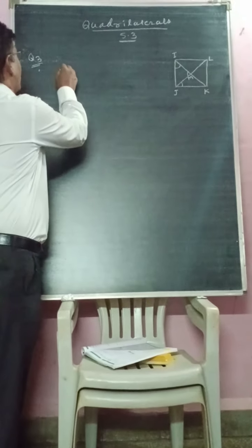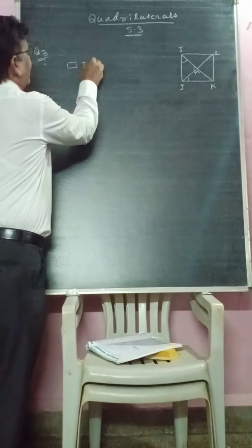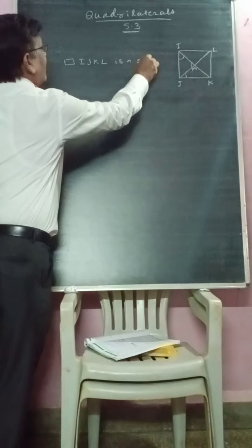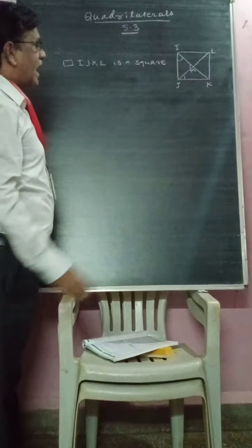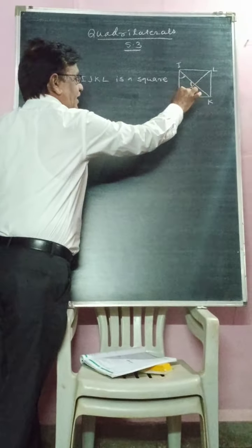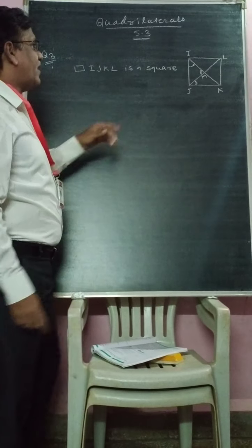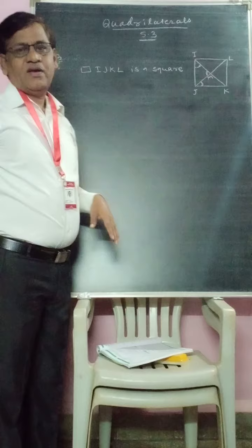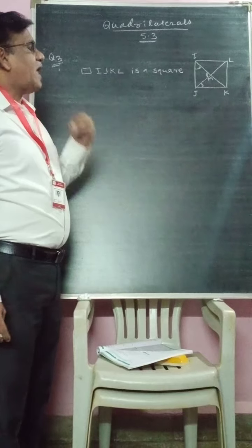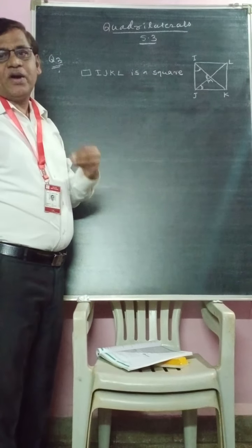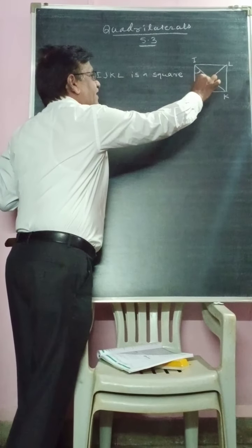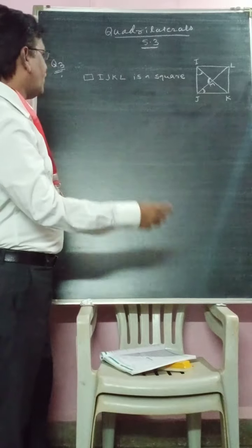First you have to write down: quadrilateral IJKL is a square. And you have to find the measure of three angles. First, find the measure of angle IMJ. How to find it? We already know the property of a square: the diagonals of a square bisect perpendicularly to each other, which means this angle is always 90. So write down the property.